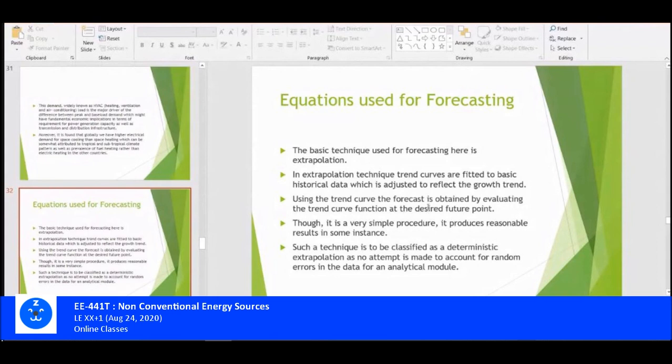In the extrapolation technique, trend curves are fitted to basic historical data, which is adjusted to reflect the growth trend. Using the trend curve, the forecast is obtained by evaluating the trend curve function at the desired future point. Though it is a very simple procedure, it produces reasonable results in some instances. Such a technique is to be classified as deterministic extrapolation, as no attempt is made to account for random errors in the data for an analytical model.